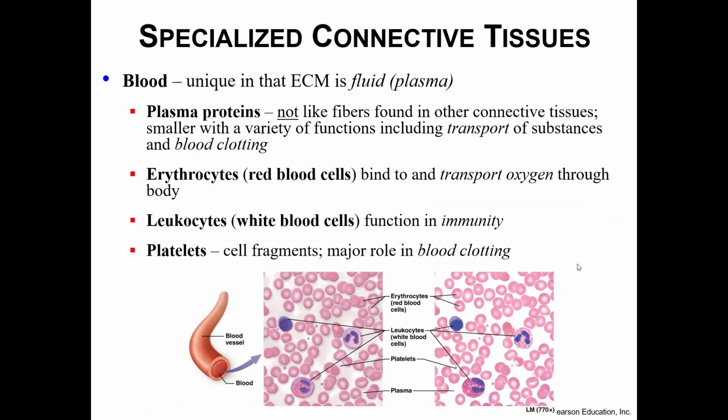All right. Lastly, we have blood. This is our only extracellular matrix that is fluid. We know it as our plasma. You have quite a few things that float around in your plasma, the first being plasma proteins. These are not like the fibers that you have in the other connective tissues.